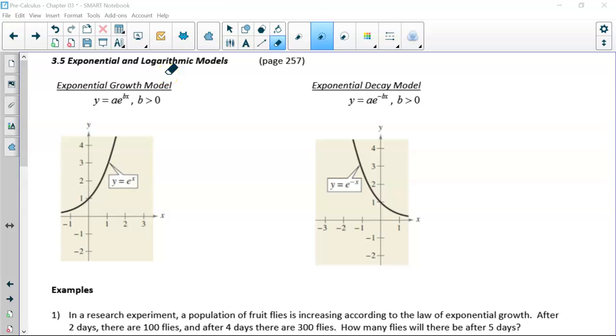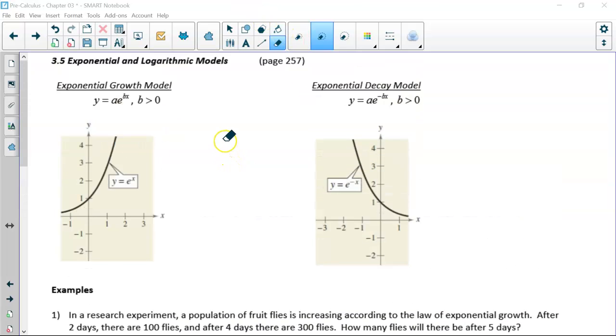Welcome back to section 3.5. We're going to be talking about writing exponential and logarithmic models. So you can see our growth model and our decay model. Only difference is for growth, our exponent's positive. For decay, our exponent is a negative.